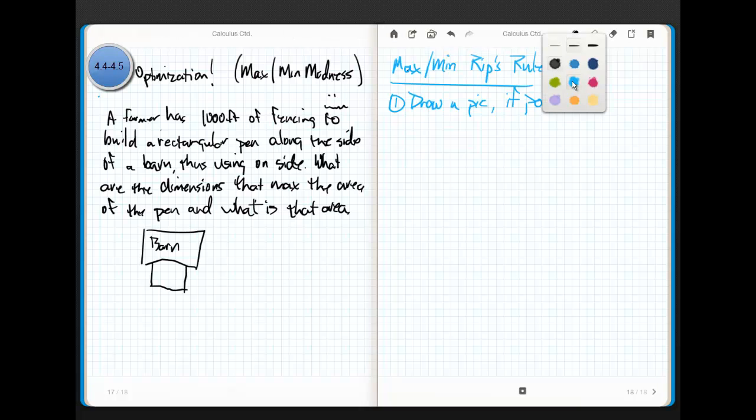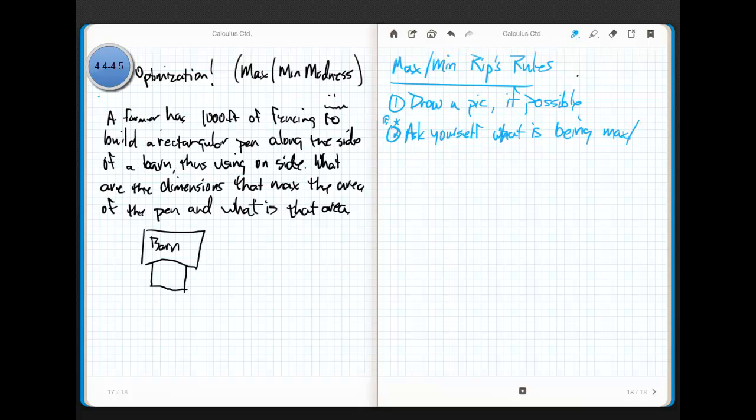Now, part two. This is the most important one. I'm going to put an asterisk here and a rainbow over the top of it so that we know this is the most important thing. Ask yourself, literally ask yourself, what is being maximized or minimized? That's the most important question. So I read the problem again. A farmer has 1,000 feet of fencing, nothing so far. What are the dimensions? Ooh, that max area.